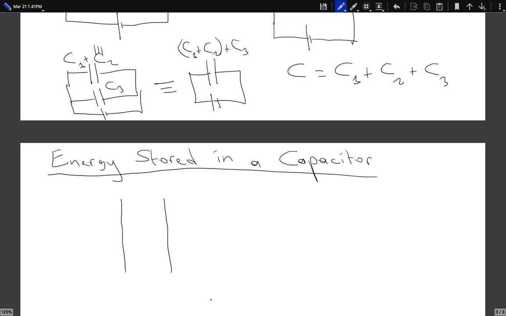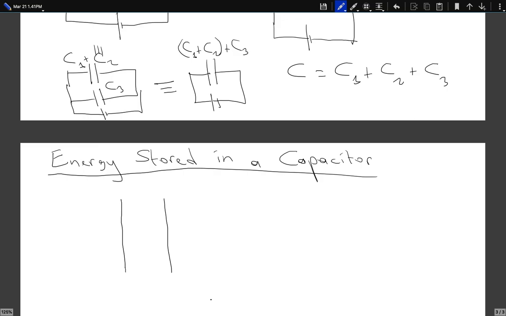What is V? What is Q? Well, there's no charge. Everything is neutral. There's no charge in my capacitor. So I can just move 1 electron without any problem. I don't need to do any work.